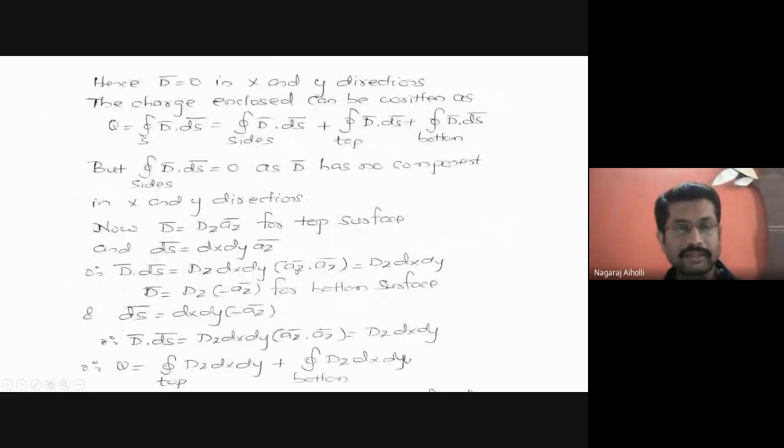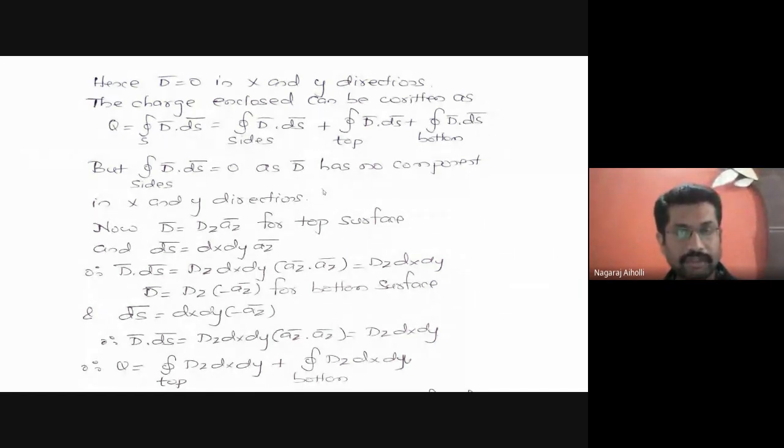But for the side surfaces, that is along x and y direction, there is no component, and hence D bar dot dS bar is equal to 0, as D bar has no component in x and y directions. Now D bar is having only z component, that is D_z a_z bar for the top surface. Consider top surface separately and bottom surface separately.